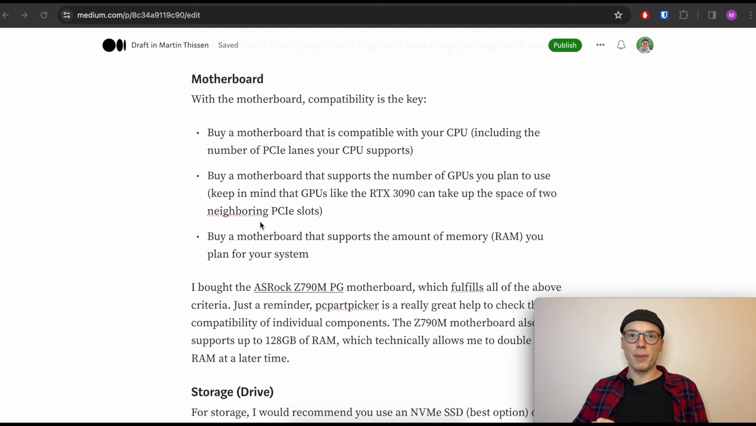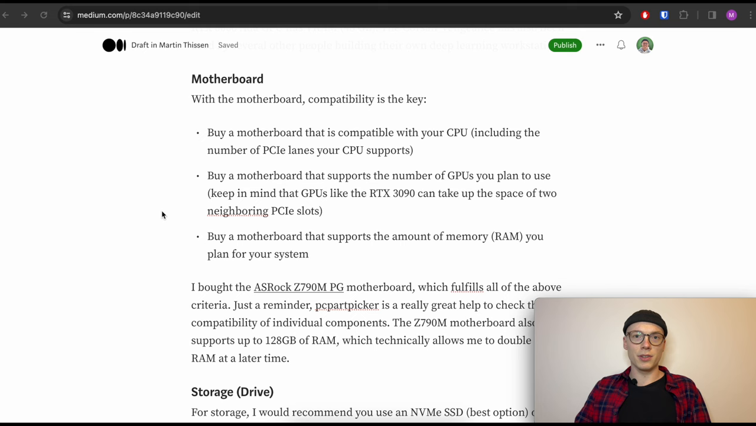compatibility is key. You want to make sure that your motherboard is compatible with your CPU, including the number of PCIe lanes that your CPU supports. Also, obviously, you want to make sure that your motherboard is compatible with the GPU or GPUs that you've bought. And for this, just keep in mind that some GPUs take up more space than you initially would think. For example, the very popular RTX 3090 or 4090 are really heavy GPUs, so they can take up two neighboring PCIe slots. Just keep that in mind when you select the motherboard. And as a last thing, the motherboard obviously also should support the amount of RAM that you're planning on having.